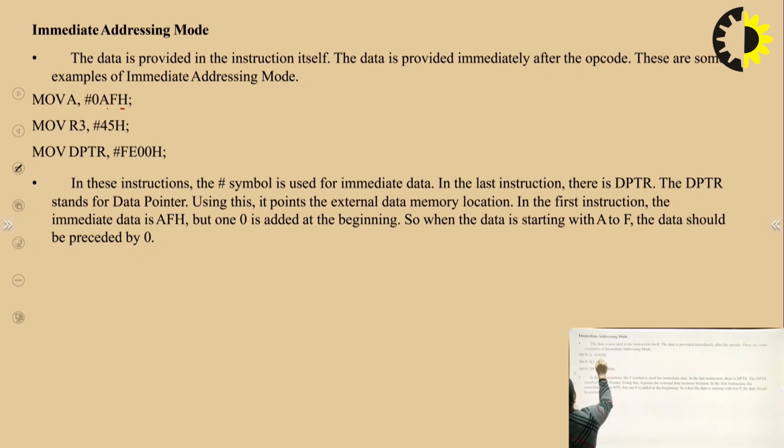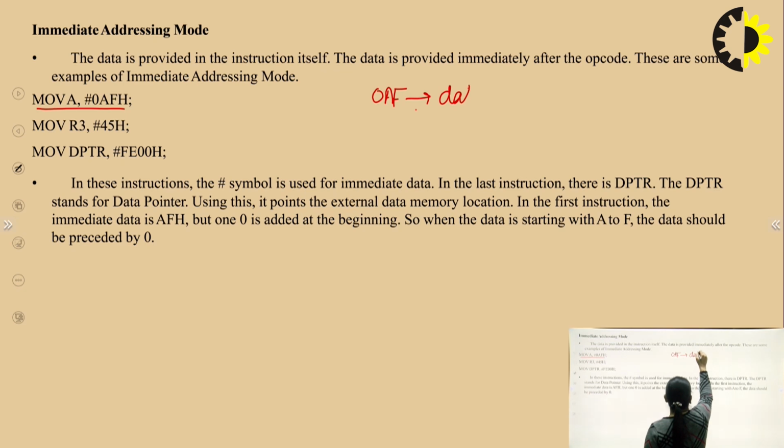So if we look at this example, move A comma hash 0AFH. So what will happen here? This 0AF is used as data. Why? Because there is a hashtag given, and this 0AF is transferred to the accumulator.